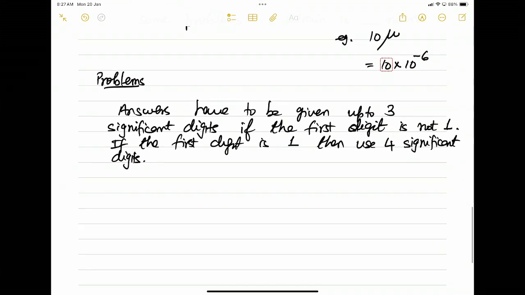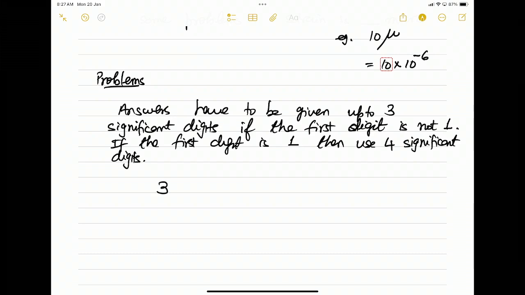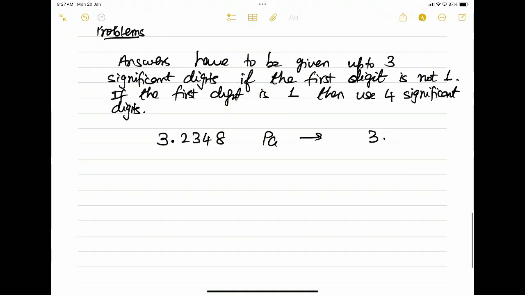So, for example, you work out an answer and it comes out as 3.2348 Pascal. Then you have to write it as 3.23 Pascal. Use only the first three significant digits if it is not starting with 1.